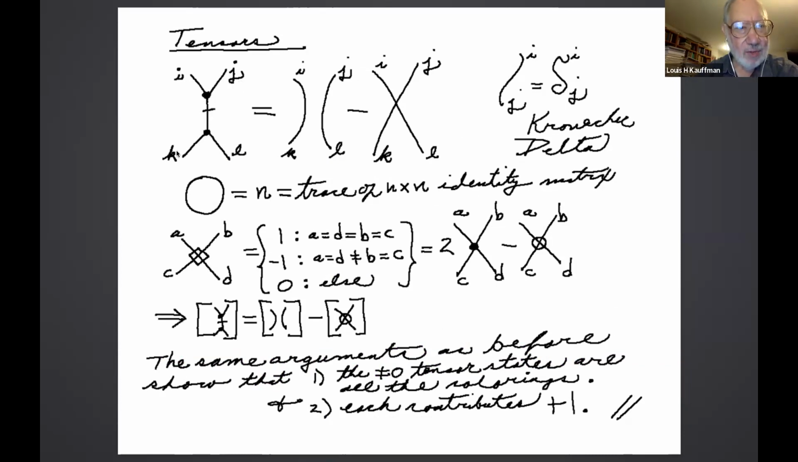If i equals k and j equals l, then you have plus. And if i equals l and j equals k, you have minus. It's just like before, and the circle is n, okay? And then the immersion crossing is 1 and minus 1, just as before, which is 2 times weld minus crossover. And we have the Penrose expansion.